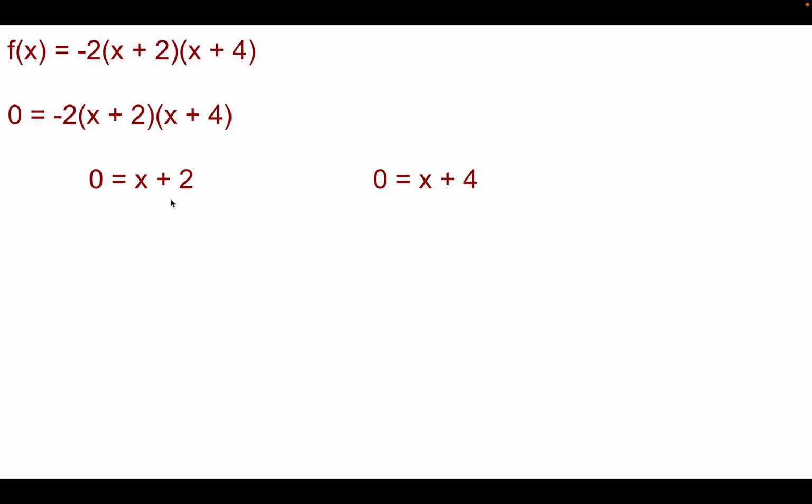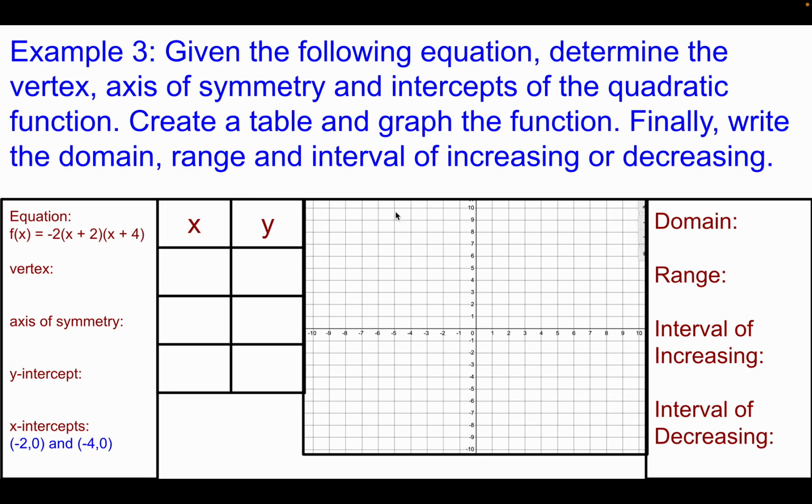So my first x-intercept is going to be, when I subtract 2 from each side, I get negative 2 equals x. My second x-intercept is going to come from subtracting 4 from each side of this one, and we'll get negative 4 equals x. So my x-intercepts will be negative 2, 0, and negative 4, 0.